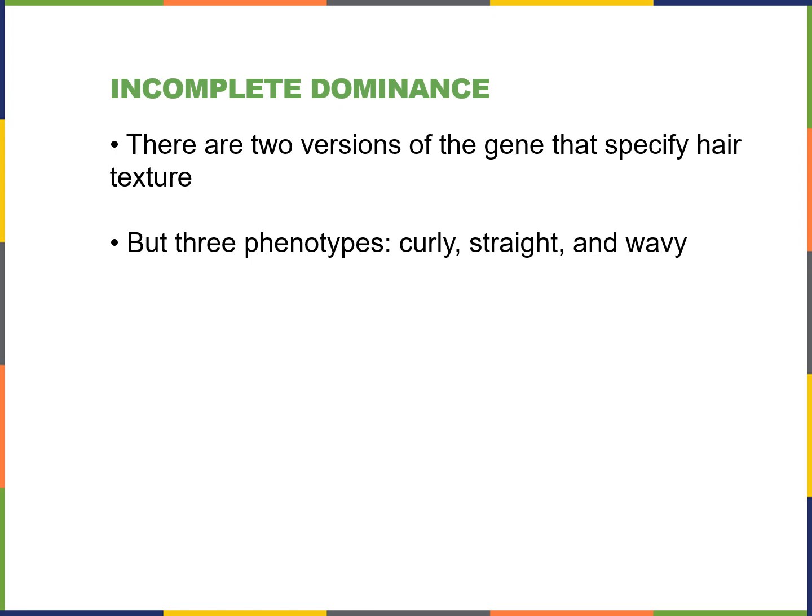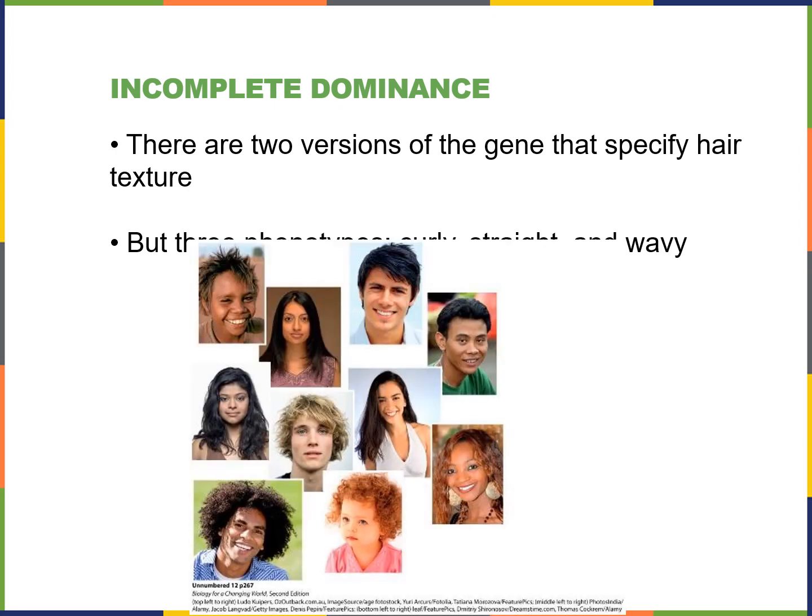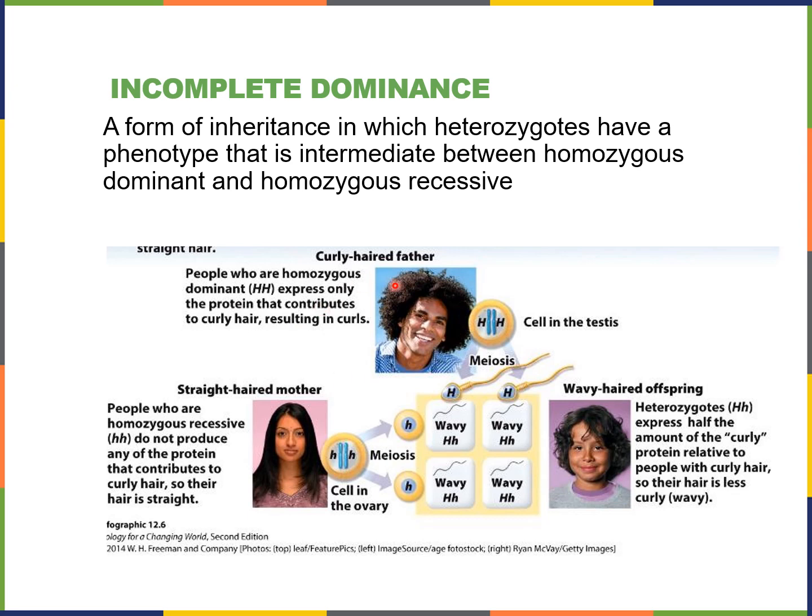So back to incomplete dominance. Again, this is kind of like if we cross red and white and we get pink, or if we have two different versions of a gene that specify hair texture, but we actually have three phenotypes, right? So we could have a curly-haired kid, a straight-haired kid, or a wavy-haired kid. So straight would be the recessive, curly would be the dominant, but if these two mate, then we would get a wavy-haired kid as the incomplete dominance. So again, we have the curly and the straight haired, and we have the wavy hair as the heterozygote.